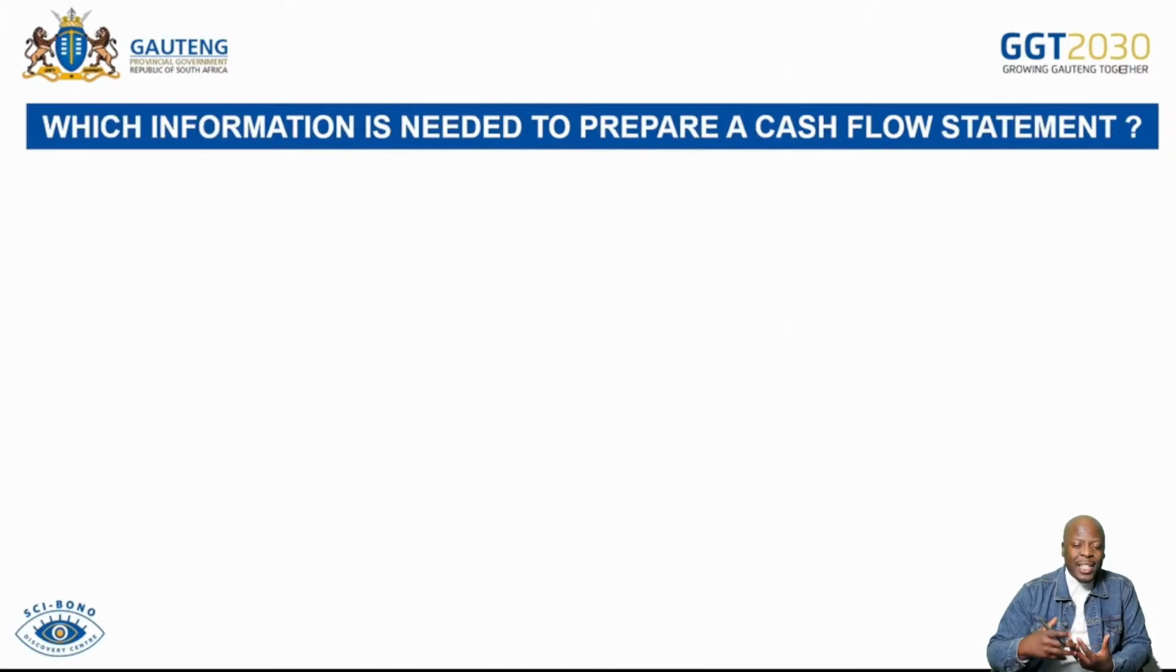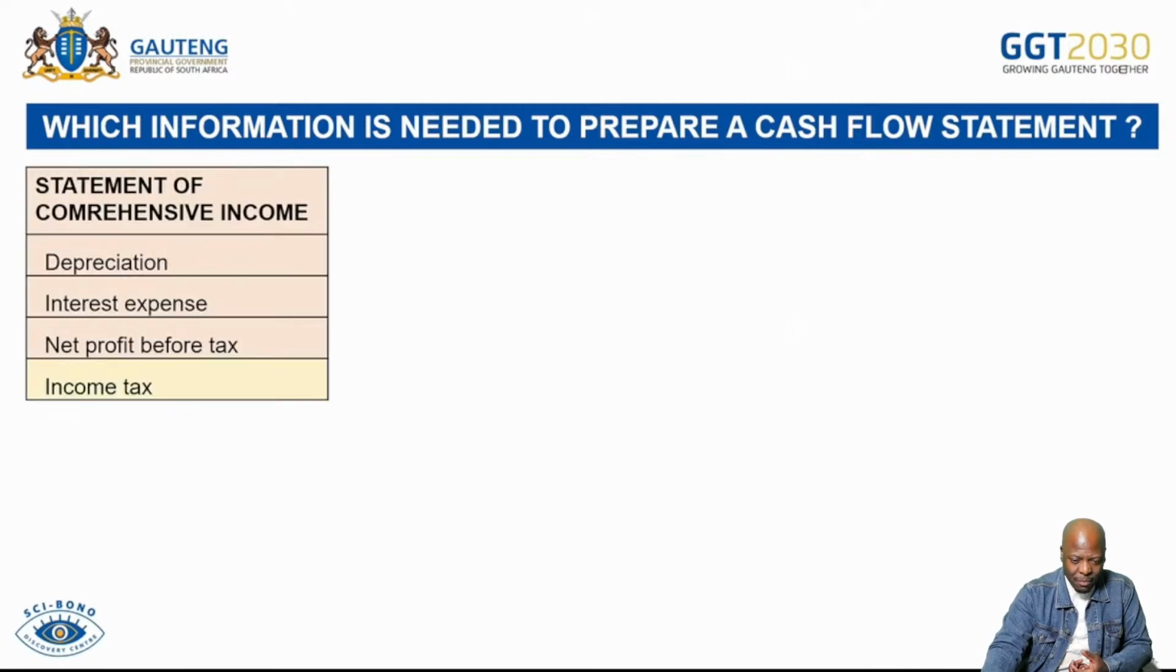Now, what information do I need to prepare a cash flow statement? You will see that we have already done what is known as the statement of comprehensive income, your income statement. From the income statement, we're going to need certain information. We're going to need our depreciation. You will see where I'm going to use this depreciation. You're going to need interest expense. You're going to need net profit before tax, as well as your income tax. This is information that we are going to need.